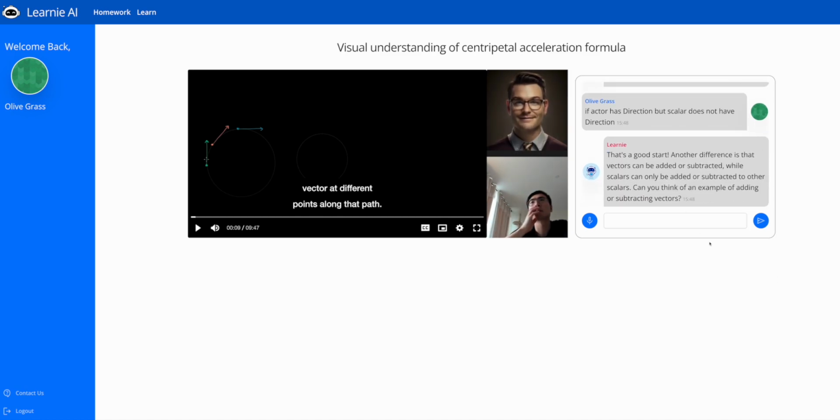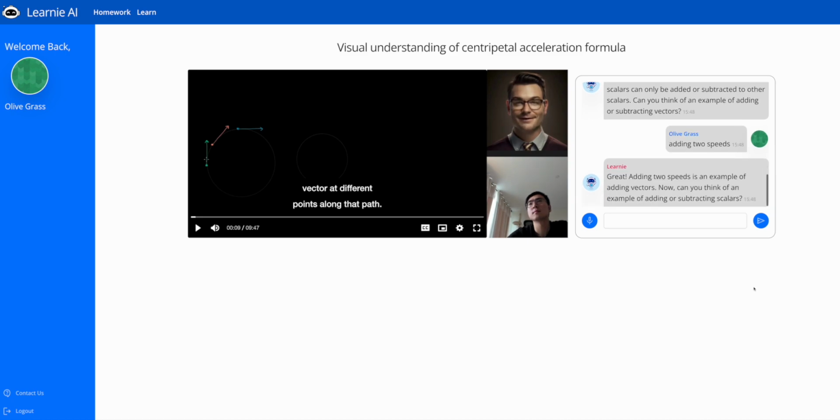That's a good start. Another difference is that vectors can be added or subtracted, while scalars can only be added or subtracted to other scalars. Can you think of an example of adding or subtracting vectors? Adding two speeds together. That's a great question. Let me look it up for you. Great. Adding two speeds is an example of adding vectors.